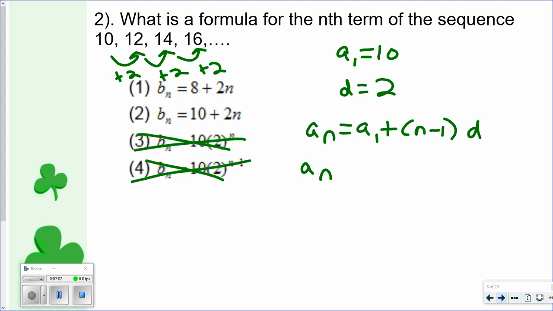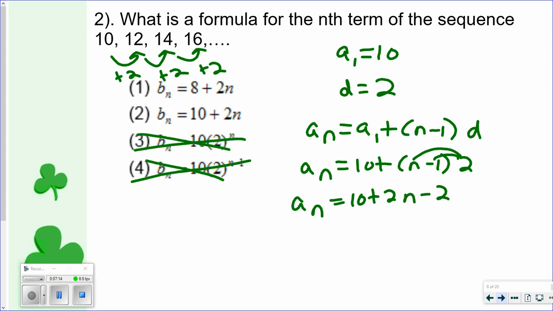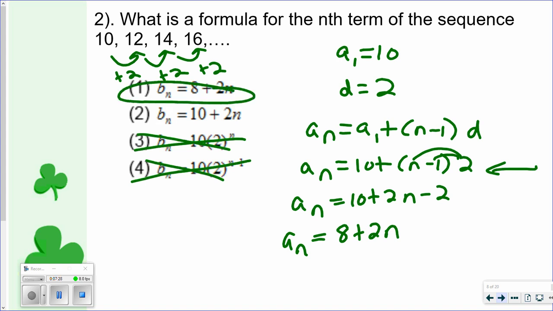So a sub n, my first term was 10. My common difference is 2. I'm going to distribute that 2, so I get 2n minus 2. Because if I look at your choices, I don't see this one here, right? So I've got to clean it up a little bit. 10 minus 2 is 8. 8 plus 2n, does that look right? Looks good, that's there. So choice 1.